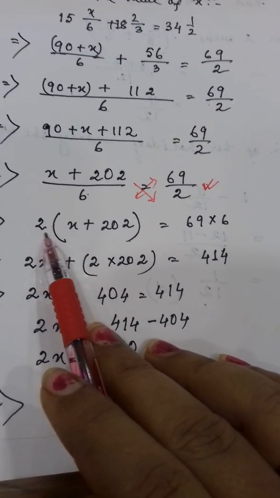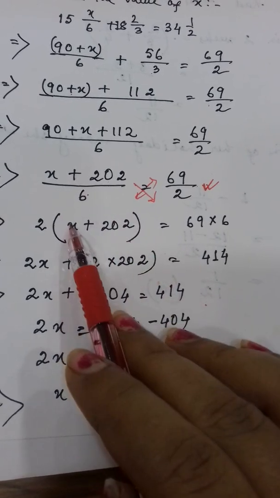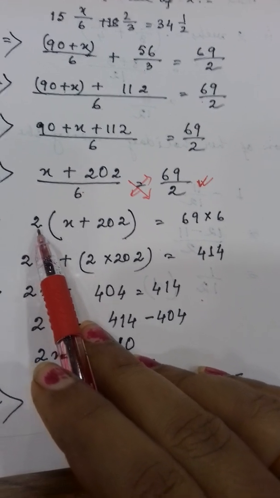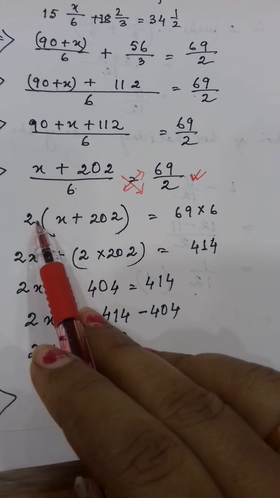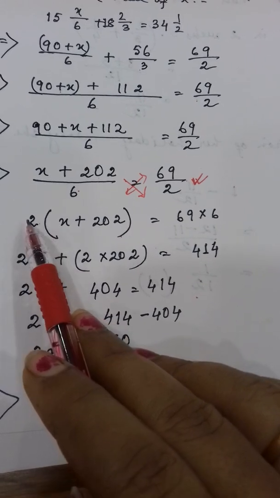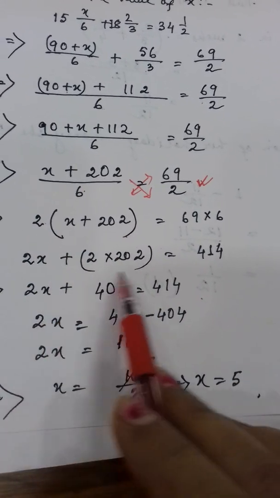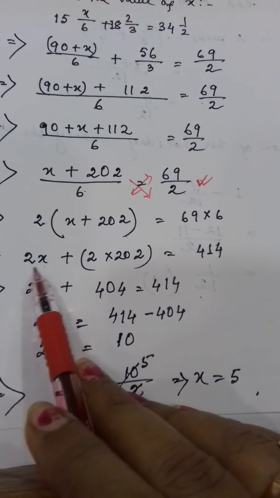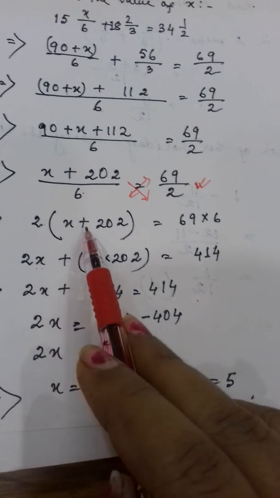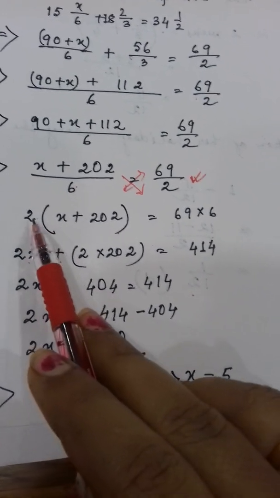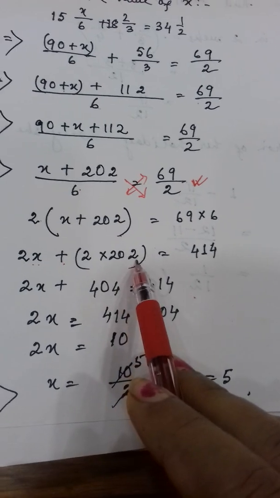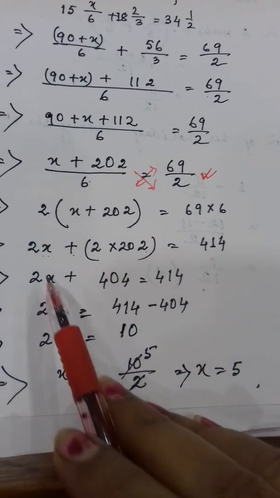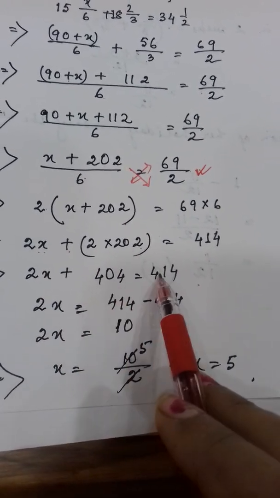Next line you will open the bracket. As this 2 is multiplied with this complete number, when you open the bracket it will be 2 into x. Here no symbol means a multiply symbol. So when you open the bracket, you have to write it this way. 2 into x means twice x. Clear? Plus. Here there is a plus sign, that's why plus. Again 2 into 202. Understood? Then this side you also multiply, 414. So in the next step you have multiplied these two.